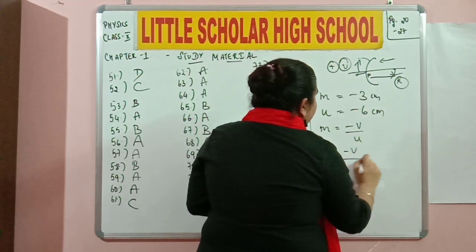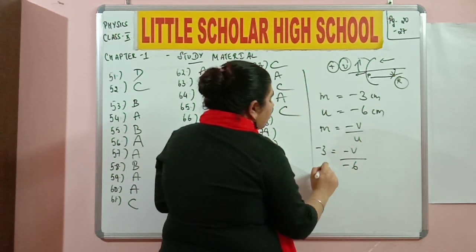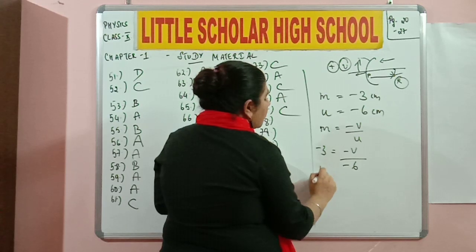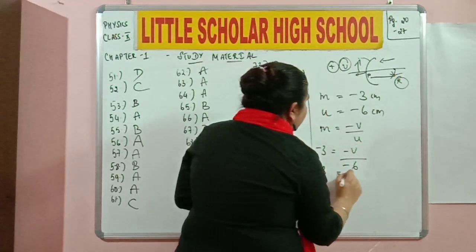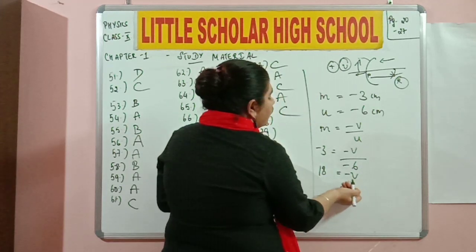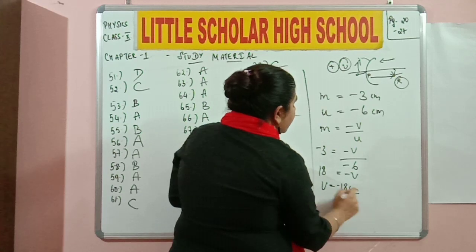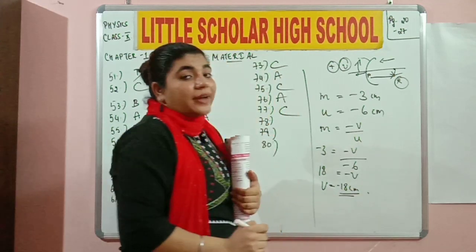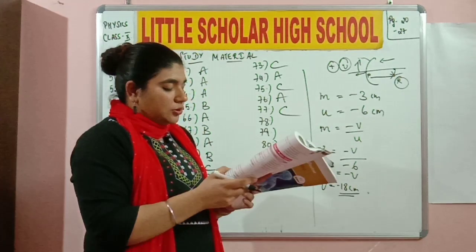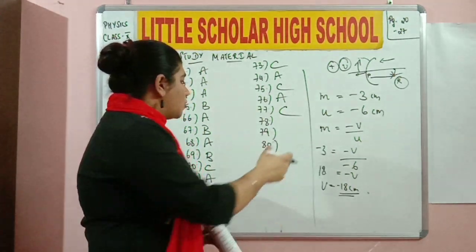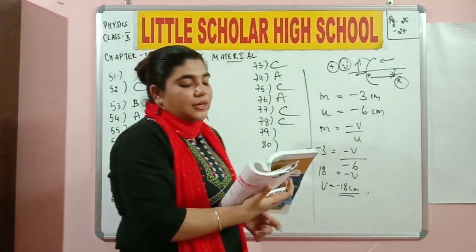So -3 is equal to -V by -6. Can I multiply 6 into 3 now? What do I get? -3 into -6 is going to give me 18. Plus 18. Minus into minus is plus, is equal to -V. The minus of this V transfers to this. So V is equal to -18 centimeters. This means the image is formed at 18 centimeters in front of the concave mirror. Which option, class? Option number C. Please note this down. Okay, 78th one is option C.